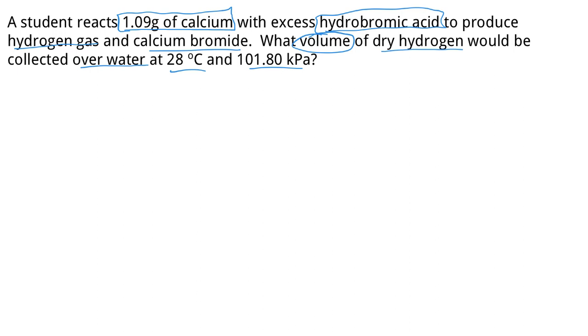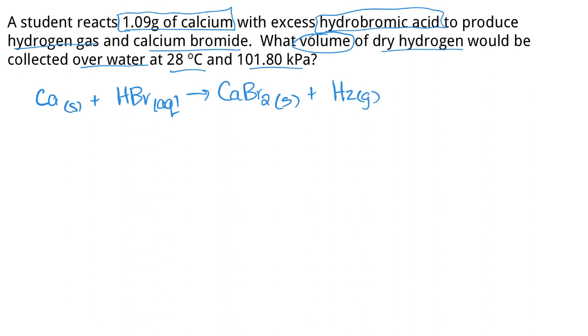Our first step is that we need to write out a balanced chemical equation. So in this problem, we have calcium, which is a solid, reacting with excess hydrobromic acid, HBr, aqueous, and it's reacting to produce calcium bromide, which is going to be a solid, and hydrogen gas. Now, we need to balance this because this is not balanced. So we have two H's and two Br's on the product side, so we need a 2 in front of the HBr. This is now our balanced chemical equation.